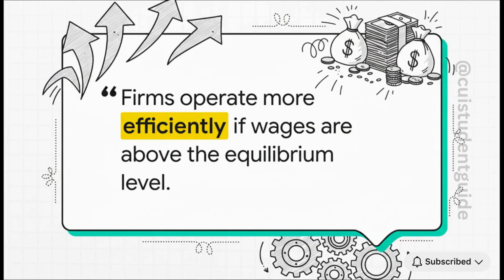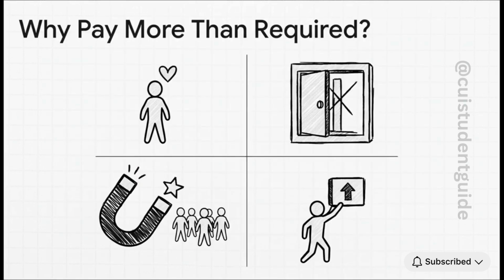And that brings us to a final, really counterintuitive idea called efficiency wages. This theory completely flips the script. It suggests that sometimes it's actually in a company's own best interest to voluntarily pay its workers more than the going market rate. So why on earth would a company do that? Well, there are a few reasons.